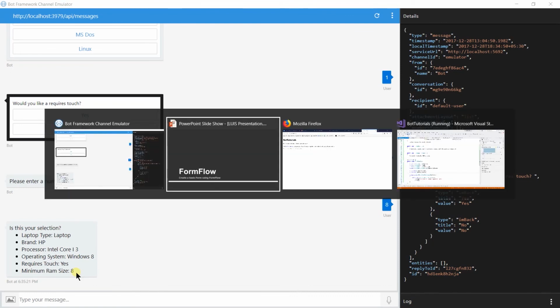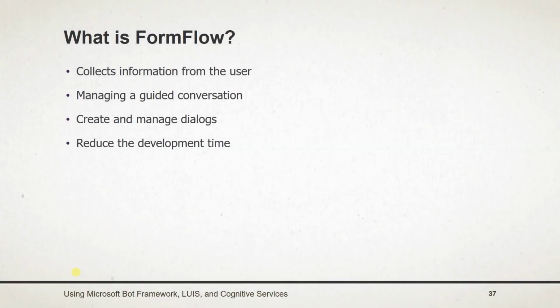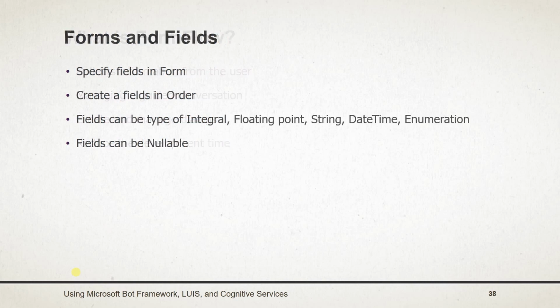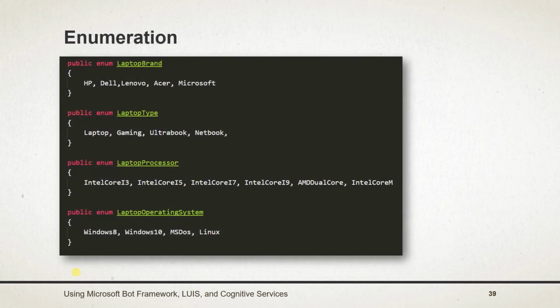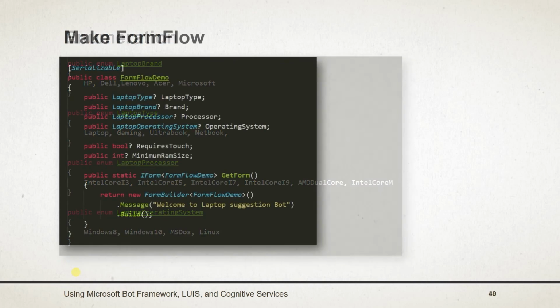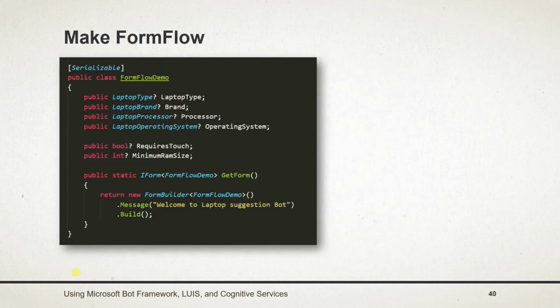Now let us see what we have learned in this session. FormFlow is used to obtain information from the user and also give guidance while the user is entering the form. We can create fields of various types including integer, float, string, boolean and enumeration. Here are some enumerations that we have used to create fields for brand, type, processor and operating system. We need to make the class serializable and add each property as nullable. Note that fields in the form will be ordered as per the properties in the class.